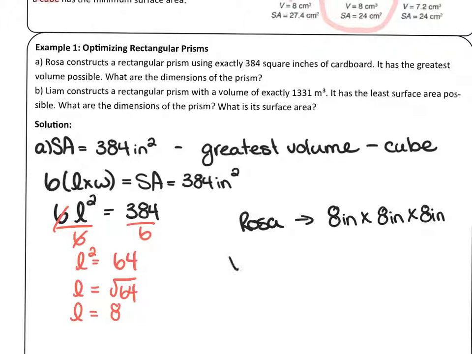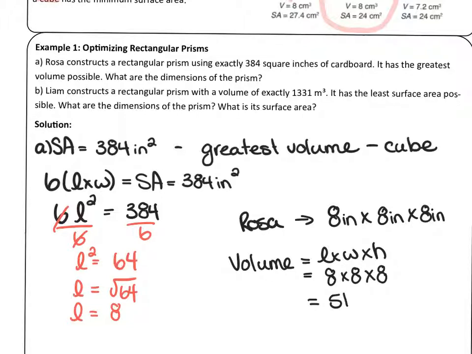If you want to know what that volume was, we would just calculate it. Volume is length times width times height. So 8 times 8 times 8, which is 512 inches cubed as our maximum volume. It didn't ask you for that in this question, but that's what you would do if you had to actually find that maximum volume. Let's look at B.